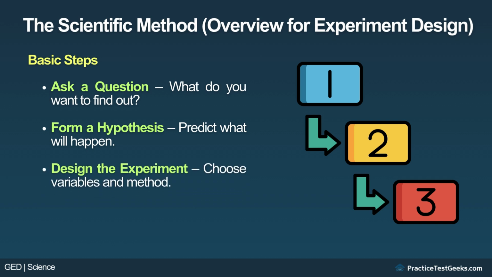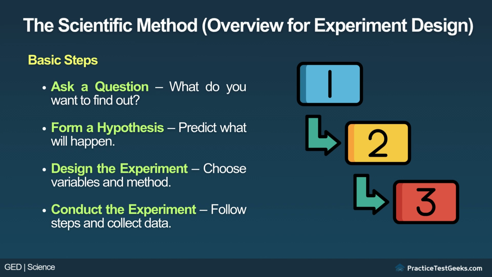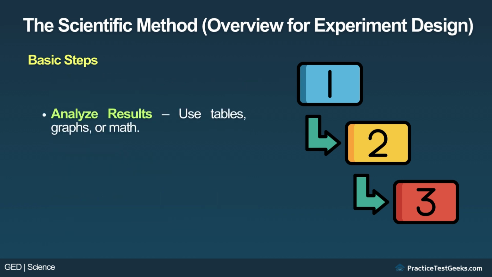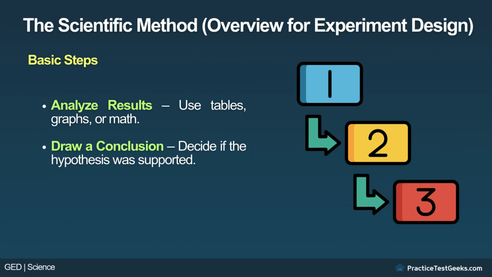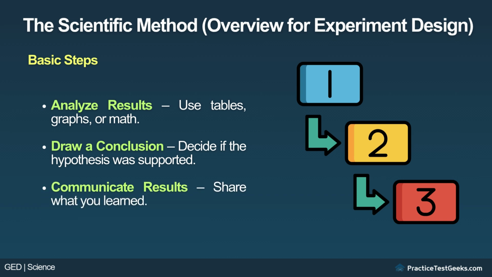Next, design the experiment. Choose your variables and decide how you'll test them. After that, conduct the experiment. Follow the steps and gather your data. Then, analyze the results. This might involve using tables, graphs, or simple math. Once that's done, draw a conclusion. Did the results support your hypothesis? Finally, communicate your results. Share what you discovered.